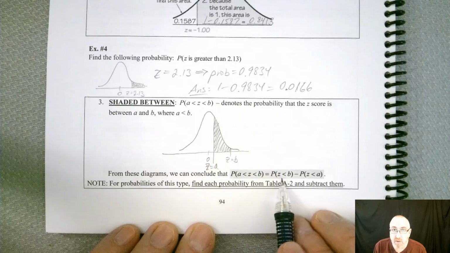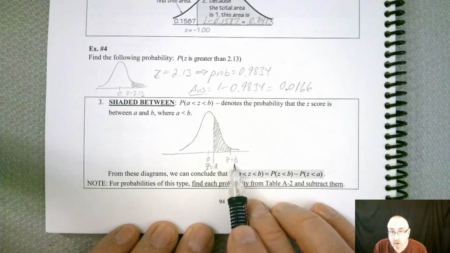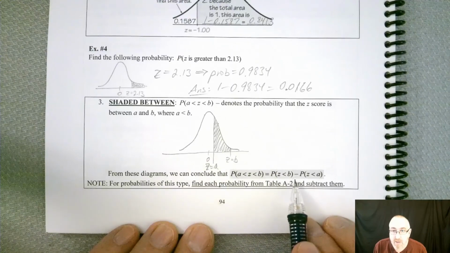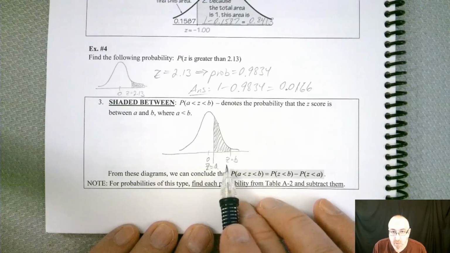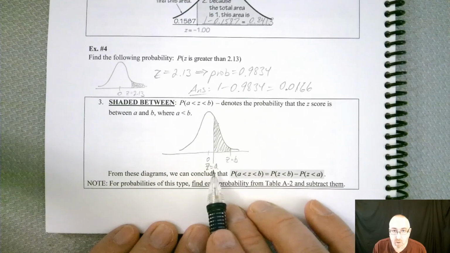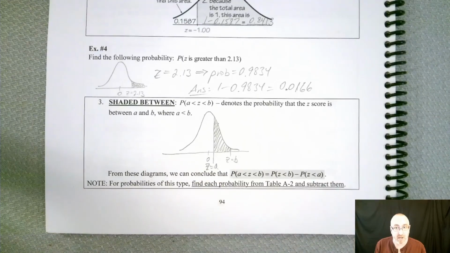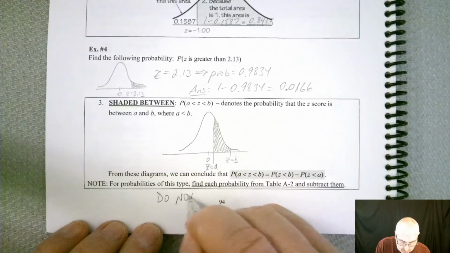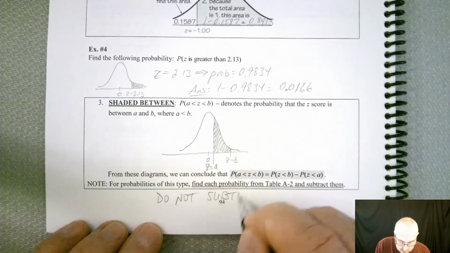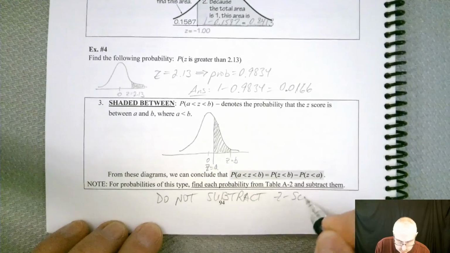Find the probability from your table that corresponds to the one further to the right, then subtract the probability that's on the left. So we will start with the right one, look it up, go to the left one, look that one up, and subtract the probabilities. Do not subtract the z-scores.